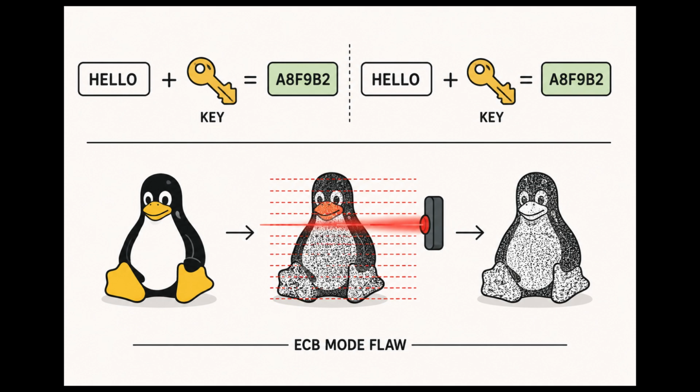Let me show you. If we take an image of the Linux Penguin and we encrypt it block by block using basic AES, it looks like this. You can still see the penguin. The colors are scrambled, but because every block of white background is encrypted into the exact same pattern, the outline is perfectly preserved. So the data is encrypted, but the shape of the data is exposed.